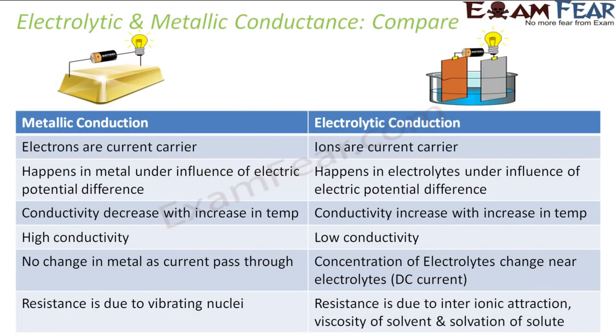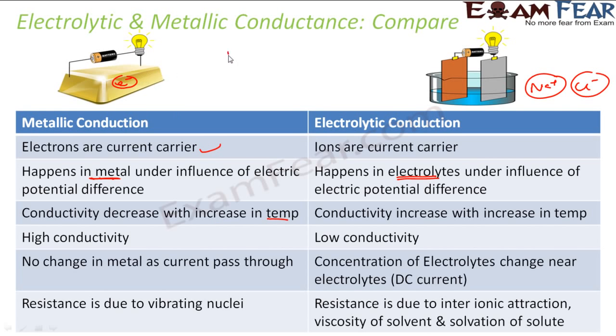Let's do a recap of what we have studied about the metallic conductance and the electrolytic conductance. As I told, in metallic conductance, electrons are the carrier of current. In electrolytic conductance, ions are the carrier of current, right? The metallic conductance happens in metal under the influence of electric potential difference, obviously, and this happens in electrolytes under, again, the influence of electric potential difference. Here the conductivity decreases with increase in temperature. I have shown you why: because the atoms move around.